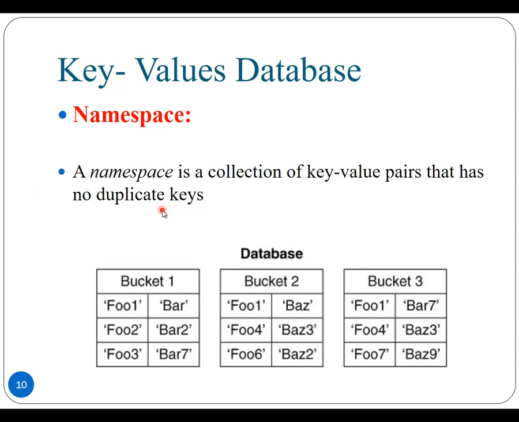And in the key value database, we can have different namespaces. Each of them is a group of key values, but we can't have duplicate keys in each of the namespaces. Okay, that's the main limitation that we have in the NoSQL database.